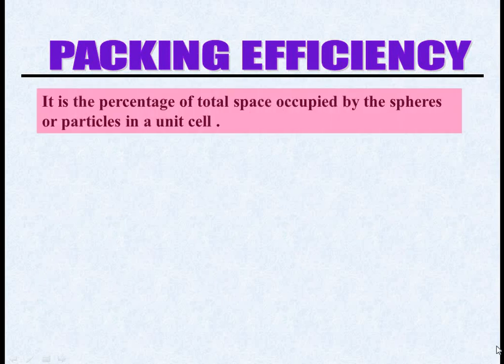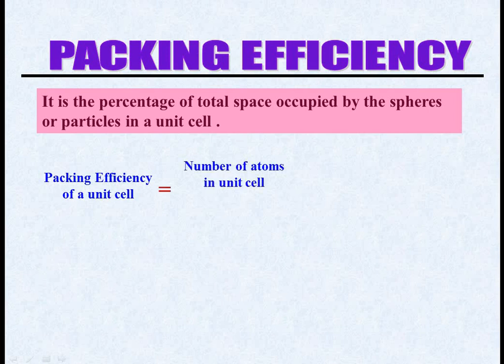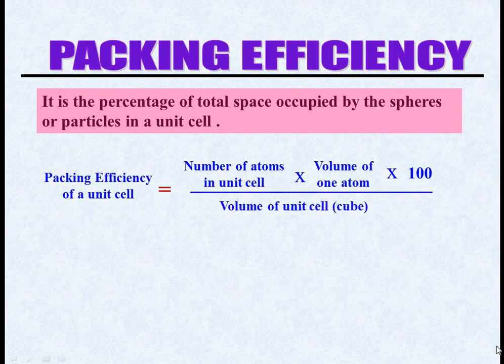The definition of packing efficiency is the percentage of total space occupied by the spheres or particles in a unit cell. यानी कि जब यूनिट सेल बन जाता है तो उसमें कितना स्पेस एटम्स ऑक्यूपाई कर चुके होते हैं, चाहे वो सिंपल क्यूबिक हो, चाहे बीसीसी हो, चाहे एफसीसी यूनिट सेल हो. तो फॉर्मूला पैकिंग एफिशिएंसी का बनता है: the packing efficiency of unit cell is equal to number of atoms in the unit cell multiplied by the volume of one atom, which will be a sphere, multiplied by 100, and the whole divided by the volume of unit cell, which is a cube.